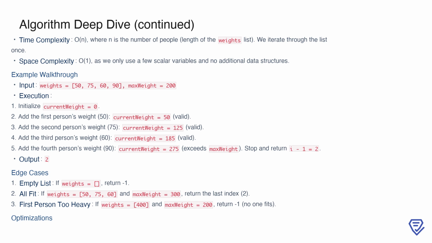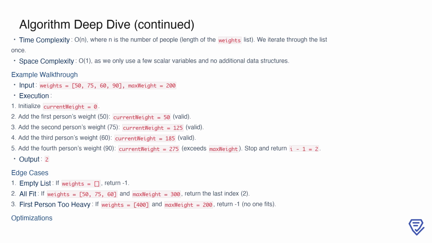Suppose the input weights are 50, 75, 60, 90, and the maximum weight capacity is 200. Initially, current weight is set to 0. Adding the first person's weight, 50, results in current weight equals 50, which is valid. Adding the second person's weight, 75, gives current weight equals 125, still valid. Adding the third person's weight, 60, results in current weight equals 185, which remains under the limit. However, adding the fourth person's weight, 90, increases the total to current weight equals 275, exceeding the maximum capacity. At this point, the algorithm stops and returns i-1, which is 2.